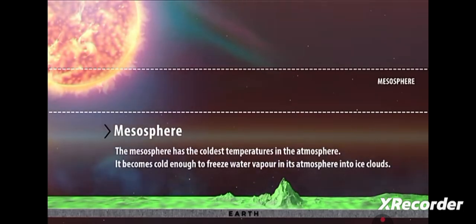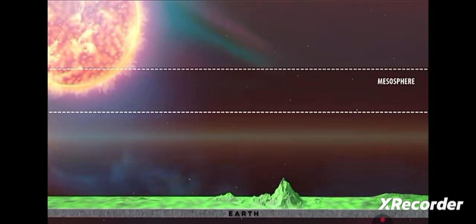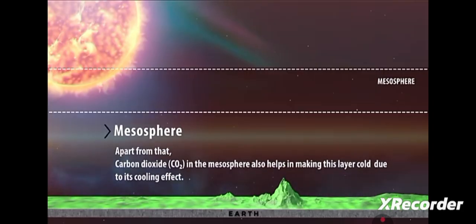The mesosphere has the coldest temperatures in the atmosphere. It becomes cold enough to freeze water vapor in its atmosphere into ice clouds. The air density in the mesosphere is lower than in the stratosphere below. Due to fewer air particles, not enough heat is absorbed, which eventually leads to a colder temperature. Apart from that, carbon dioxide in the mesosphere also helps in making this layer cold due to its cooling effect.